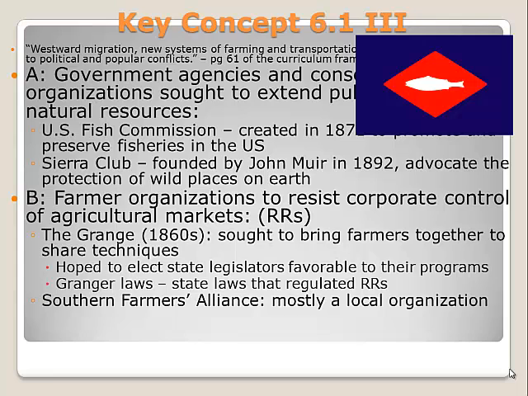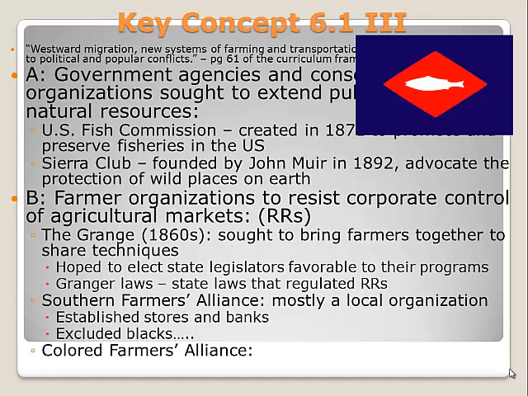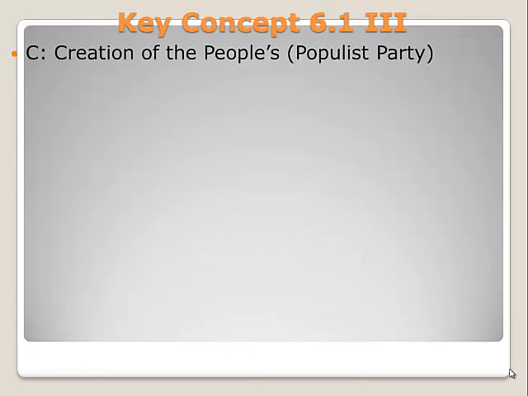Now, the Southern Farmers Alliance was mostly a local organization as well, and they established stores and banks. But unfortunately, they excluded African Americans, so that led to the Colored Farmers Alliance, which was the same thing but was an organization meant for African Americans. That was mostly in the southern United States. Then came the creation of the People's Party or the Populist Party. This is specifically mentioned, so make sure you know this. It's made up of mostly farmers out west.